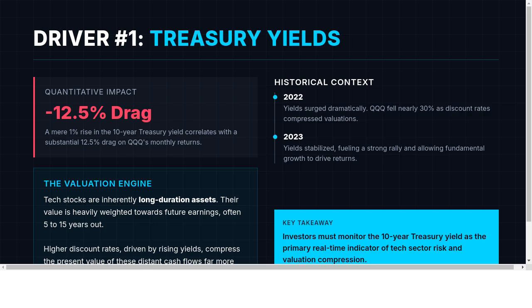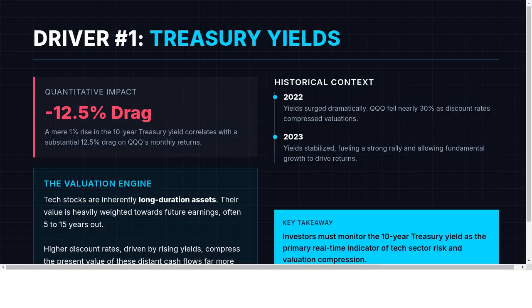Tech stocks are inherently long-duration assets. Their value is heavily weighted towards future earnings, often 5 to 15 years out. Consequently, higher discount rates, driven by rising yields, compress the present value of these distant cash flows far more severely than they do for value stocks.